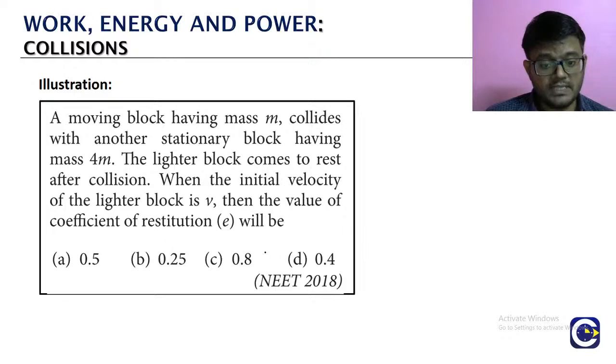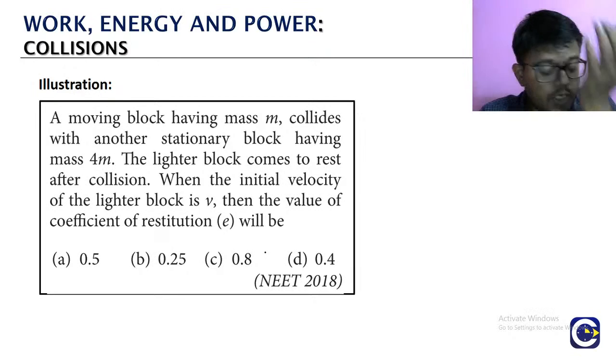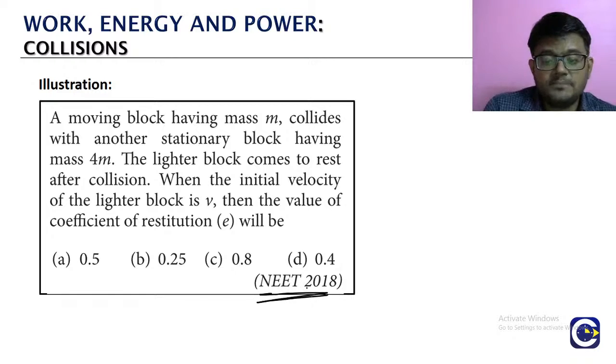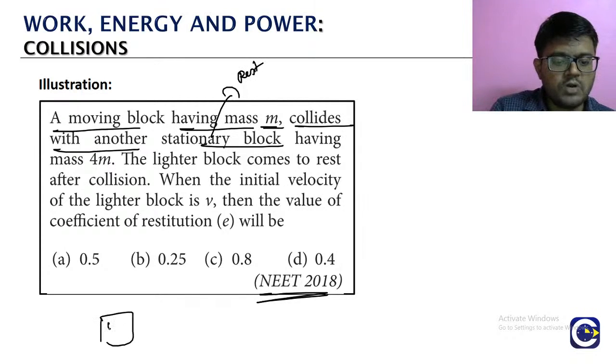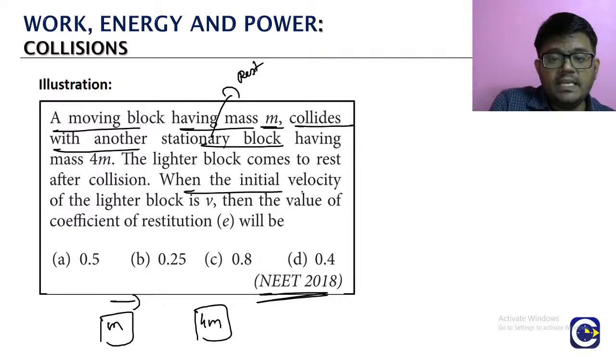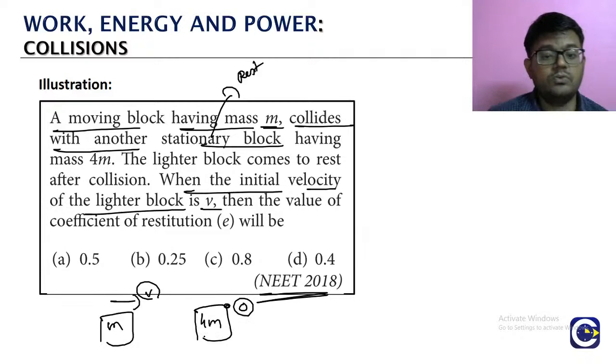So this is a question that came in the NEET 2018 paper. This is straight on finding the coefficient of restitution. We have to just find its value. A moving block having a mass m collides with another stationary block. Stationary means it is at rest. The moving block of mass m is colliding with a stationary block. What is its velocity now? When the initial velocity of the lighter block is v, the initial velocity of the other block is 0. Okay?